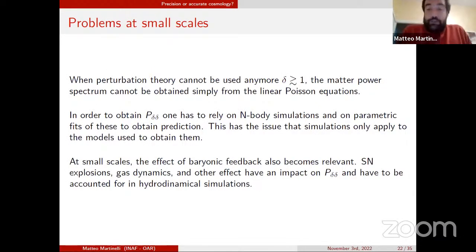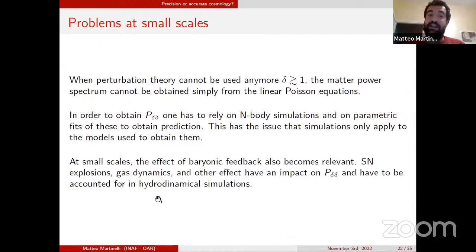And small scales are quite an issue, because if we don't have a way to go from our cosmological model to a prediction for the observables, we don't really have something to compare with data. We cannot simply use the Poisson equation that I was showing you before. And in order to obtain the matter power spectrum to compute our theoretical expectation for the observable, we need an n-body simulation. So you need to perform an n-body simulation, correct your linear matter power spectrum with what the simulation tells you, create, I don't know, a fitting function to construct this, and then use it to compute your observables. And this is not the only issue, because at small scales, baryonic feedback also becomes relevant.